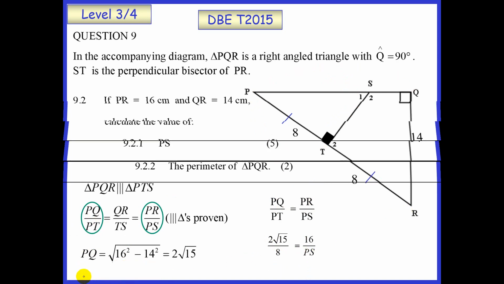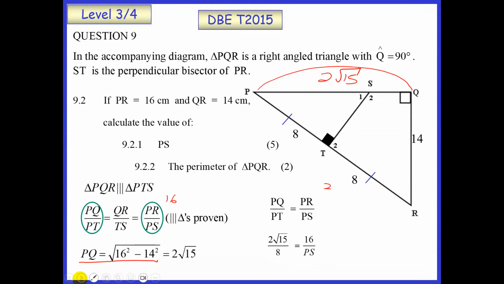And then we can cross multiply, which we want to do now. And we could say from here, PS is equal to 16 times 8, and then we're going to divide that by 2 root 15, which you can find using your calculator. And that was a very simple question to work with.